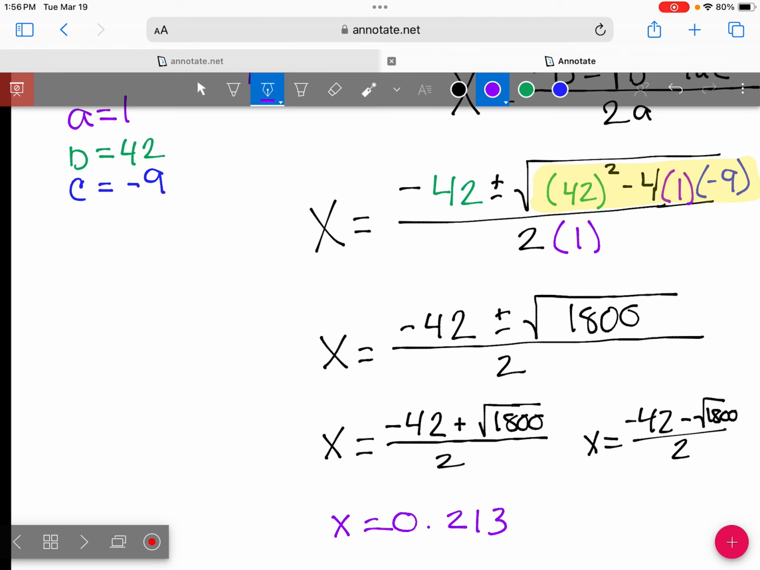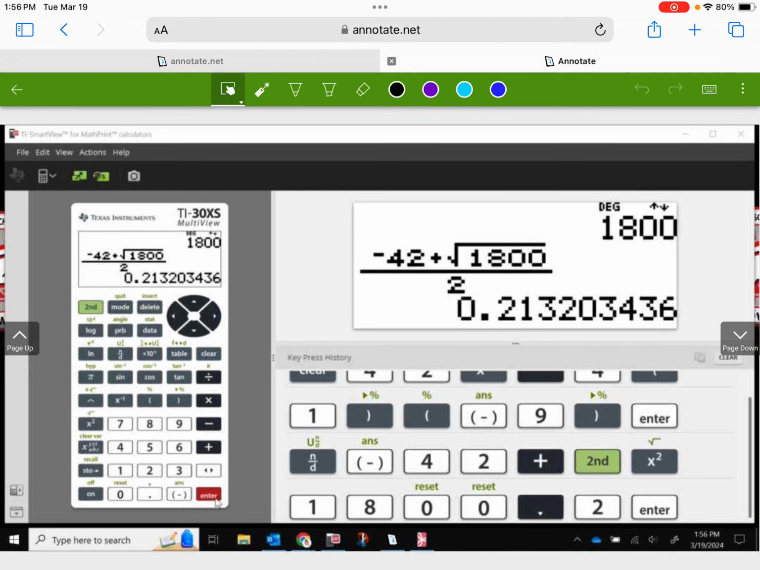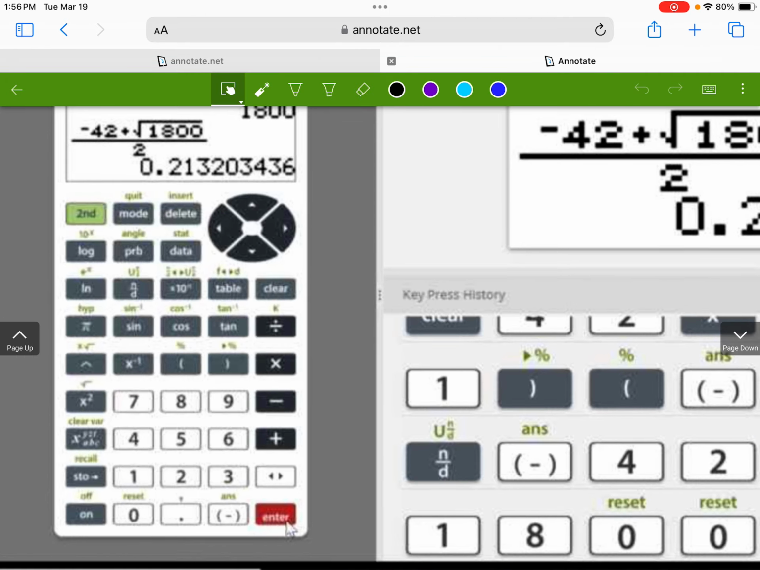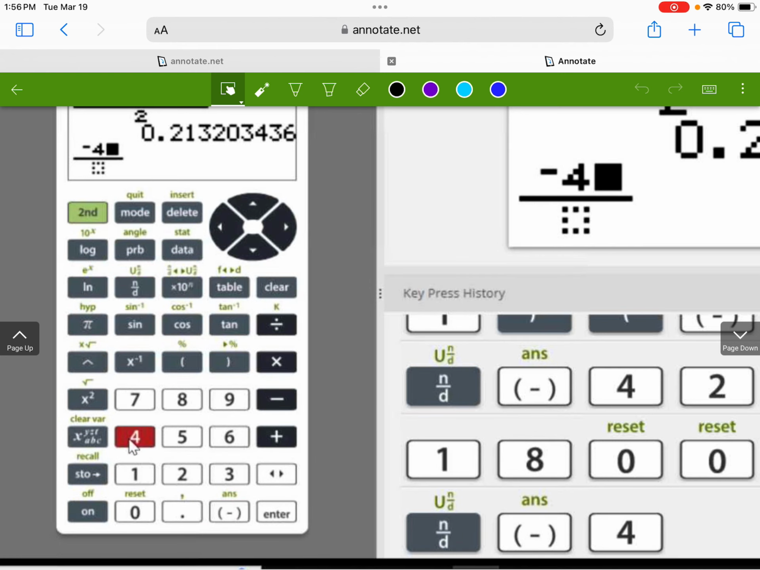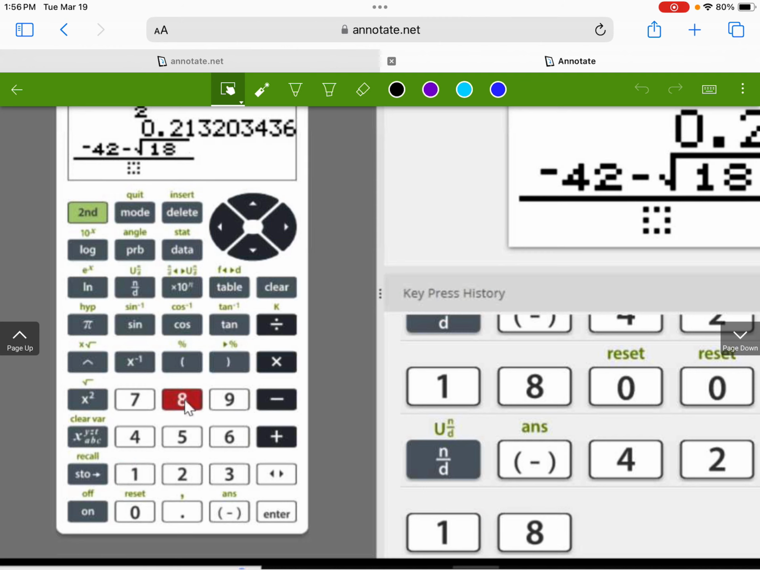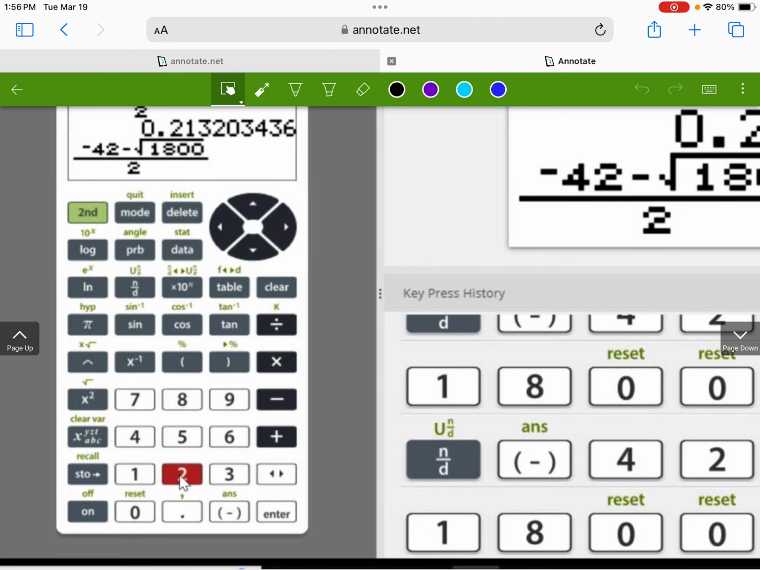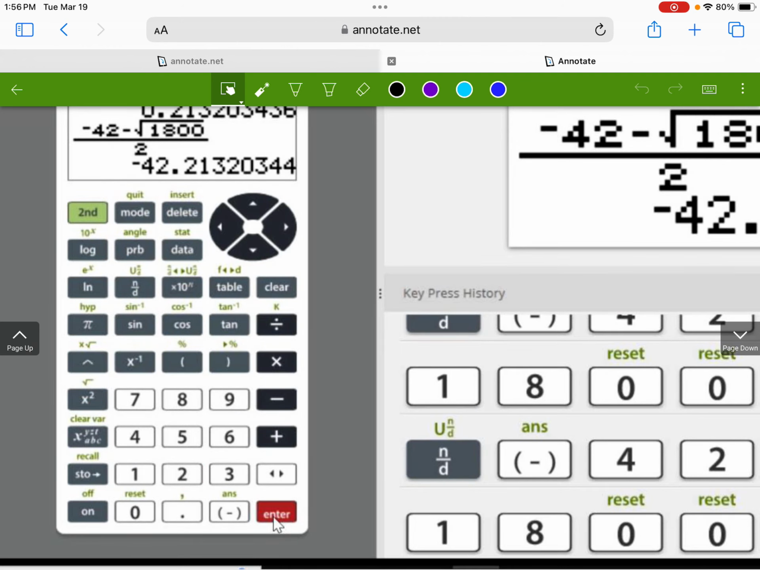And then we're going to go do the same thing, but subtract. Fraction, negative 42 minus square root of 1,800 over 2. And we get negative 42.213.